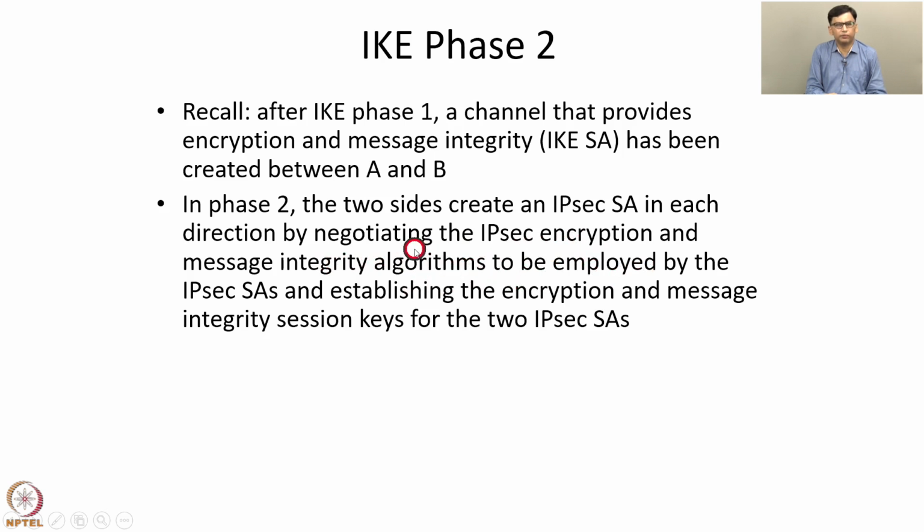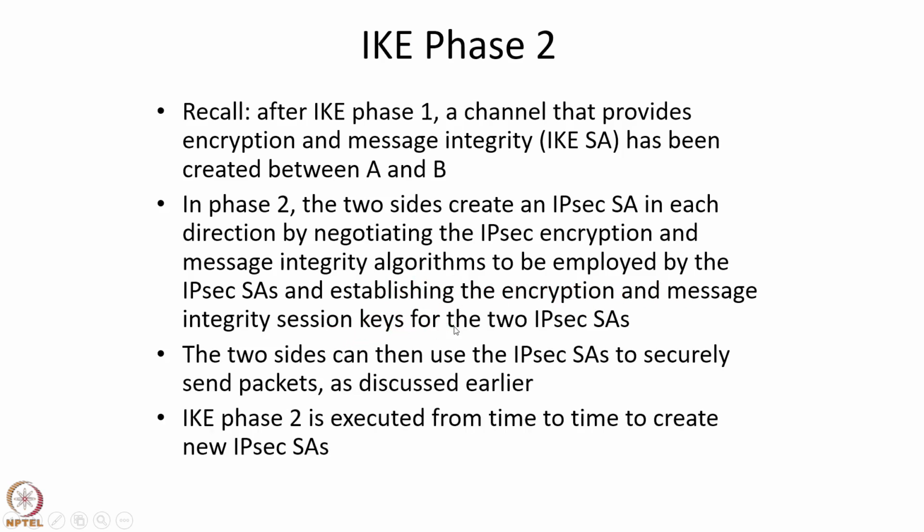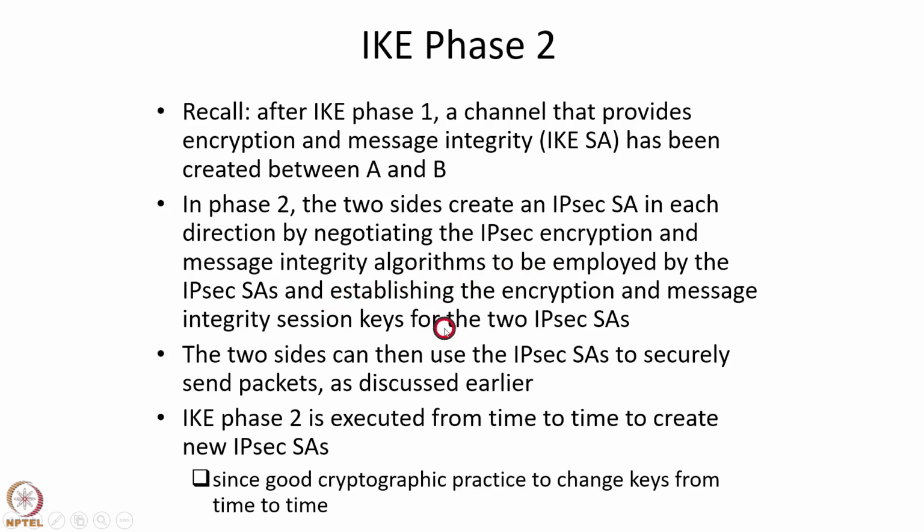This phase 2 is periodically run to negotiate which algorithms will be used for encryption and message integrity and for deciding on what keys will be used. The two sides can then use the IPsec security associations to securely send packets using the ESP protocol as discussed earlier. This IKE phase 2 is executed from time to time to create new IPsec SAs, since it's considered good cryptographic practice to change the keys from time to time.